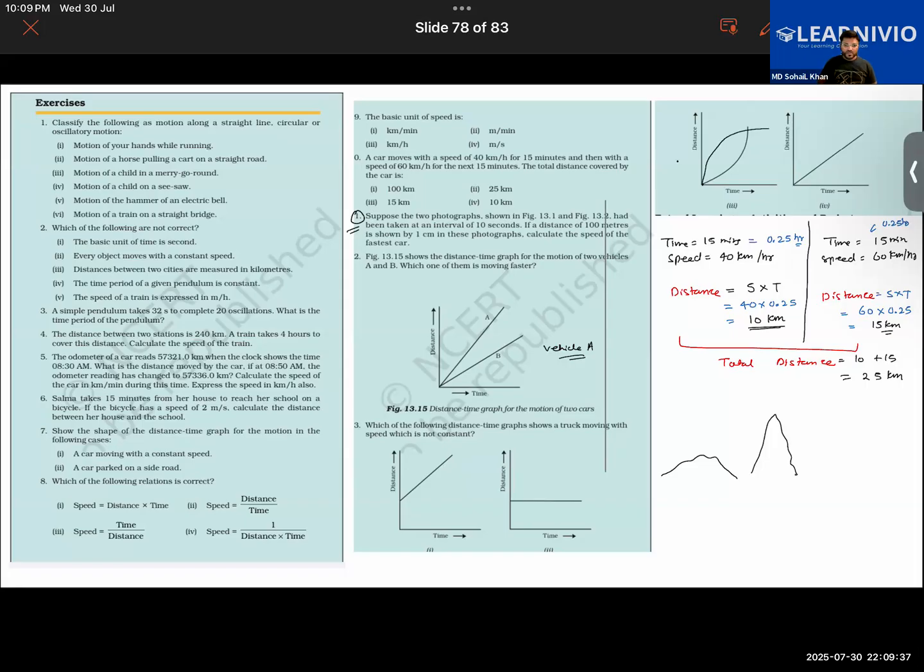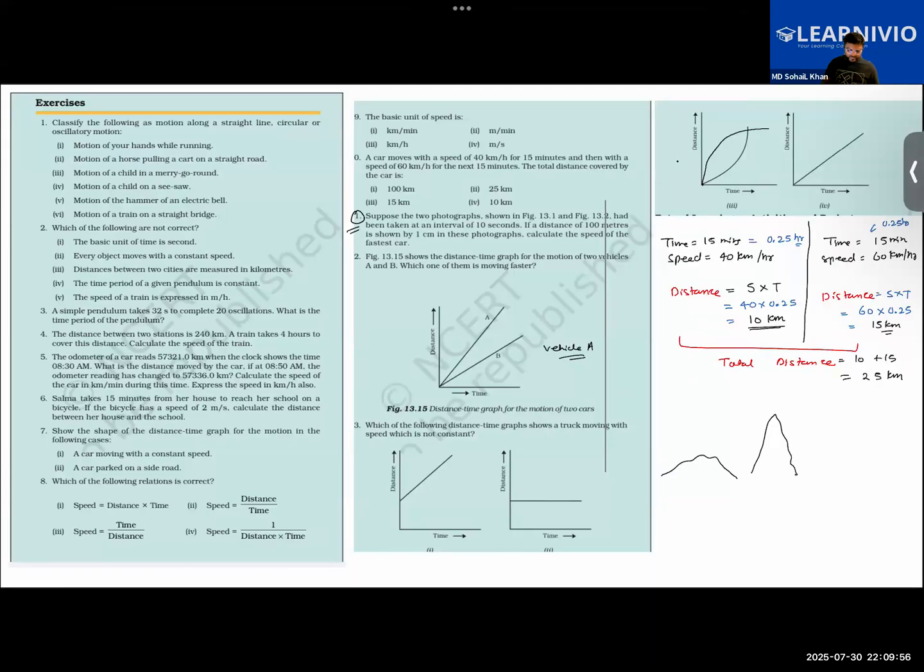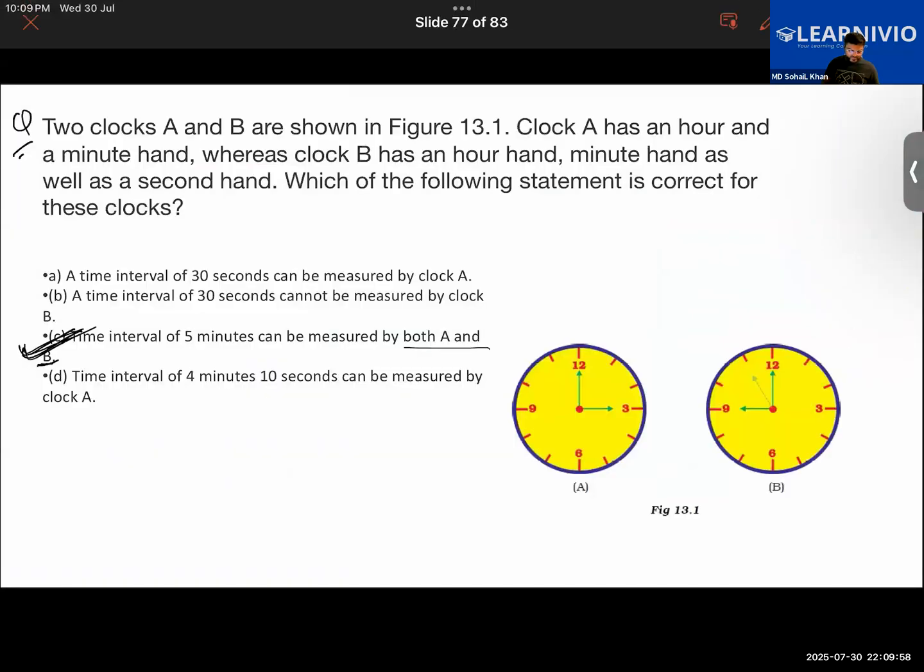But for figure number 1 here, the object has traveled some distance, and after traveling some distance, it has stopped. And then from this point, it has started to travel. That's the case. So here we are done with the NCERT exercise questions.